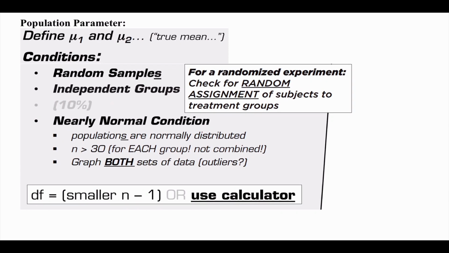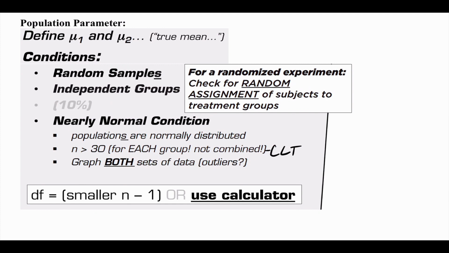Conditions. So we have 3 options. Population stated as normal in the question. I don't think they said that. N is greater than 30, so central limit theorem. In other words, each, not combined. So each of them is greater than 30. That's not true. We have 15 and 15, right?